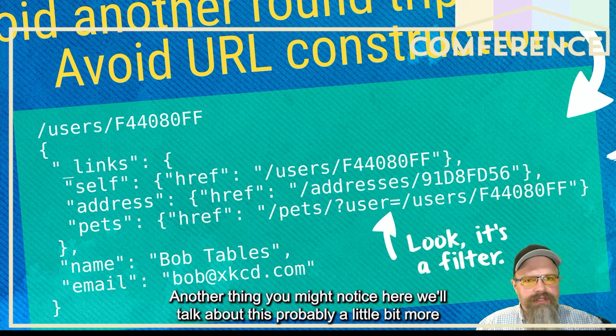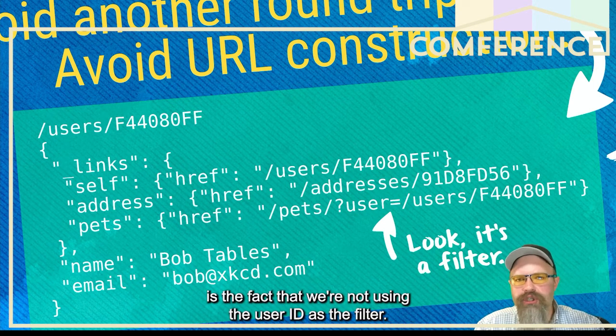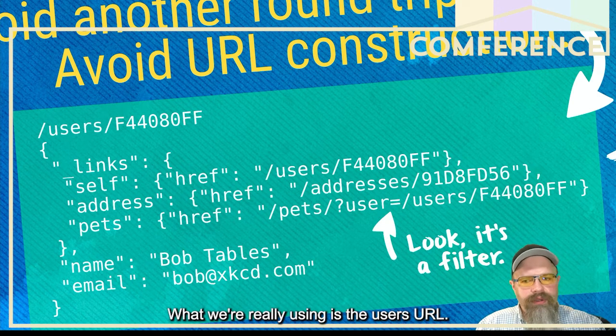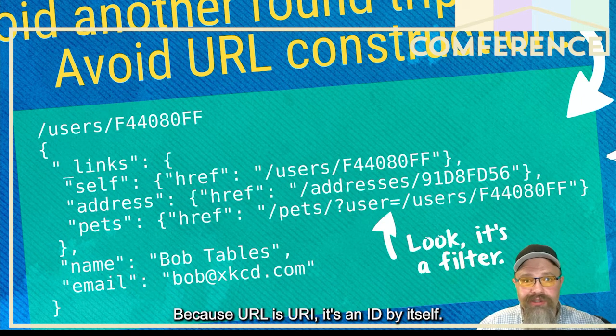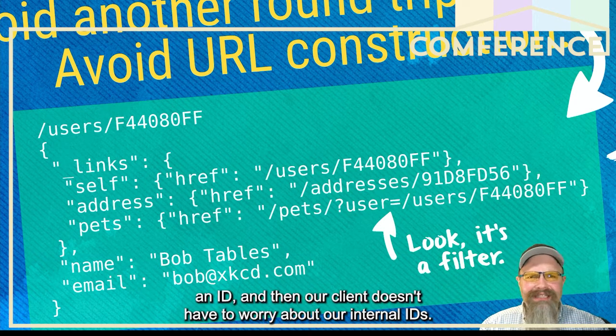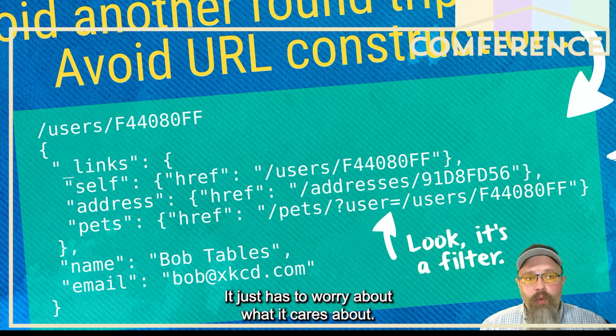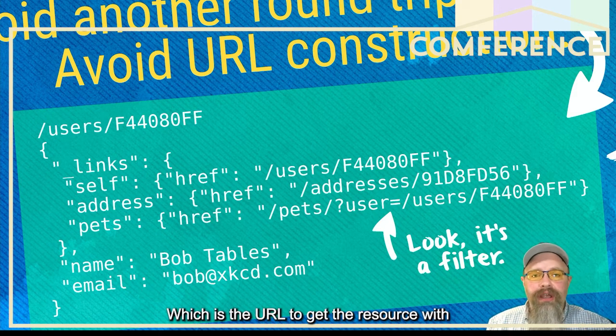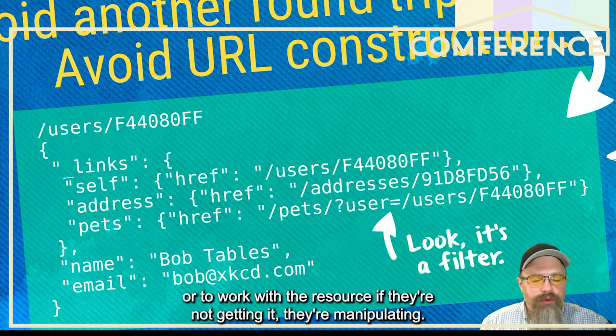Another thing you might notice here, and we'll talk about this probably a little bit more, is the fact that we're not using the user ID as the filter. What we're really using is the user's URL, because a URL is a URI. It's an ID by itself. We can just pass it around like it's an ID, and then our client doesn't have to worry about our internal IDs. It just has to worry about what it cares about, which is the URL to get the resource, or to work with the resource if they're manipulating it.